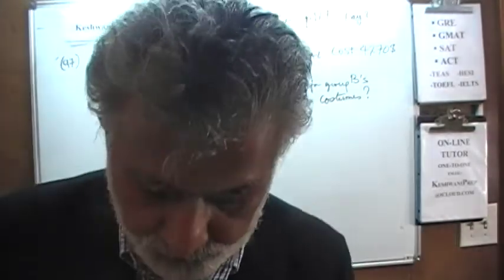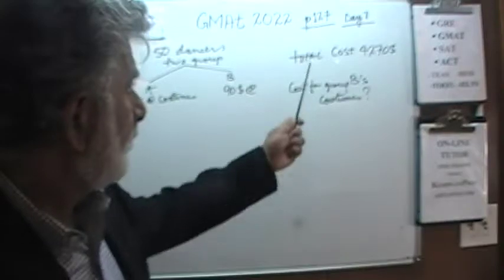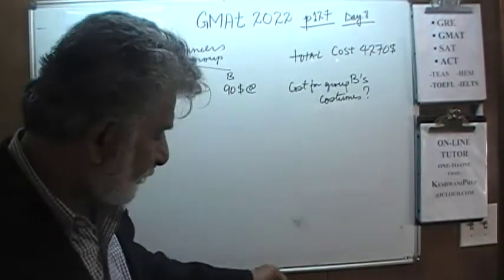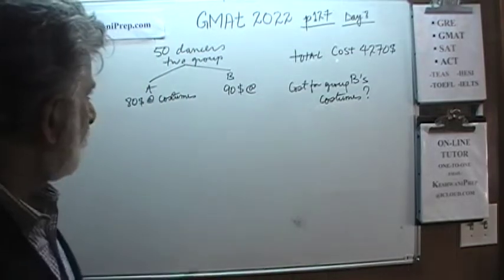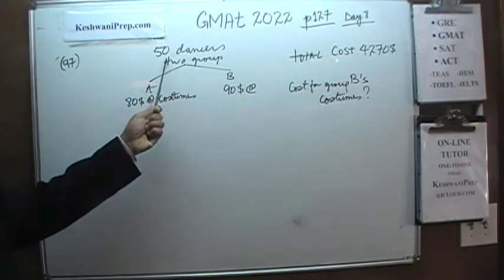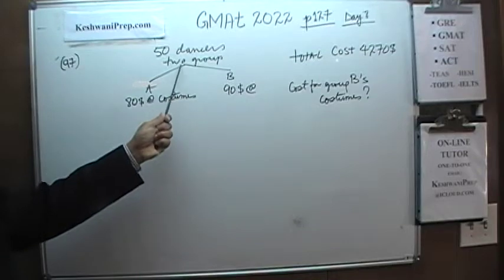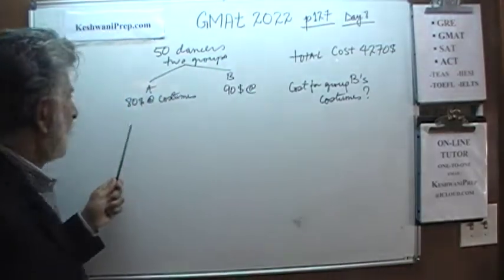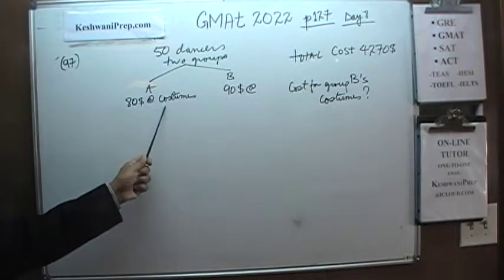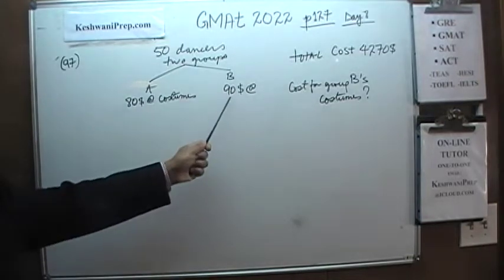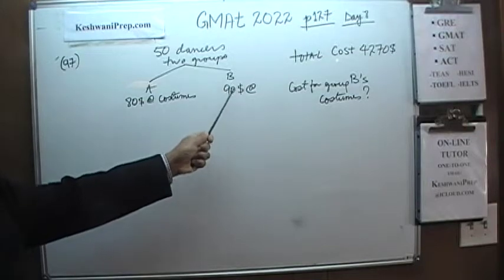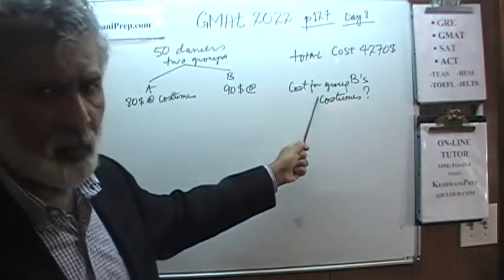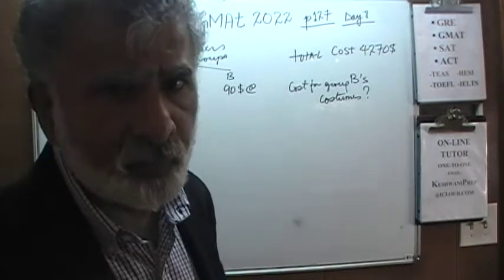Today we'll solve some problems that you will find on page number 127. Let's turn to it, page 127. The very first problem that you see there, number 97, is already on the blackboard. In number 97, we are told that we have 50 dancers and they're divided up into two groups, A and B. It costs $80 for each costume for members of group A, and $90 for the costume for group B. The total cost is $4,270. The question simply is, what's the cost of the costume for group B?